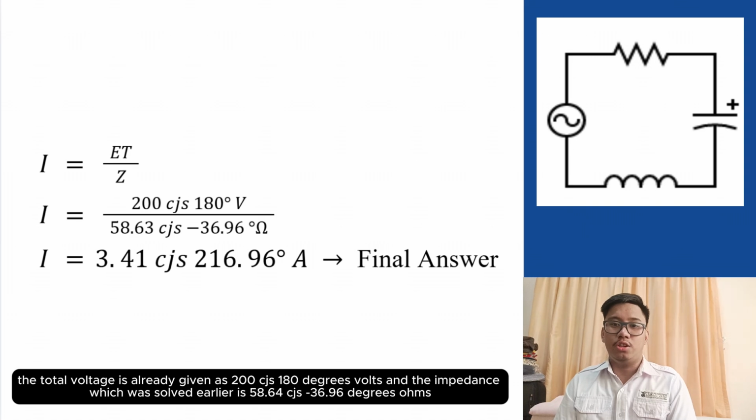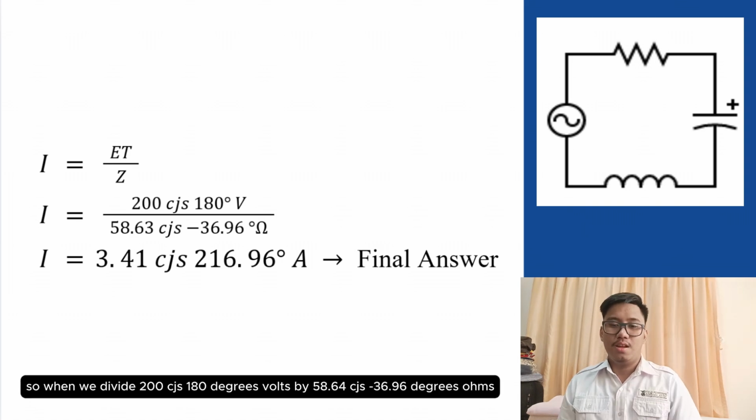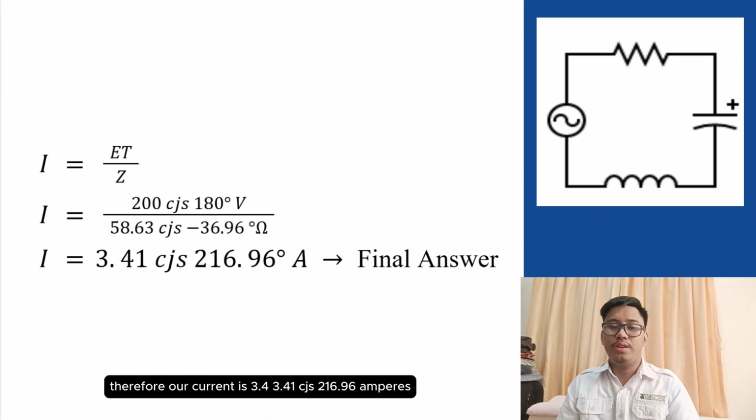The total voltage is already given as 200∠180 degrees volts, and the impedance, which was solved earlier, is 58.63∠-36.96 degrees ohms. So when we divide 200∠180 degrees volts by 58.63∠-36.96 degrees ohms, we get 3.41∠216.96 amperes. Therefore, our current is 3.41∠216.96 amperes.